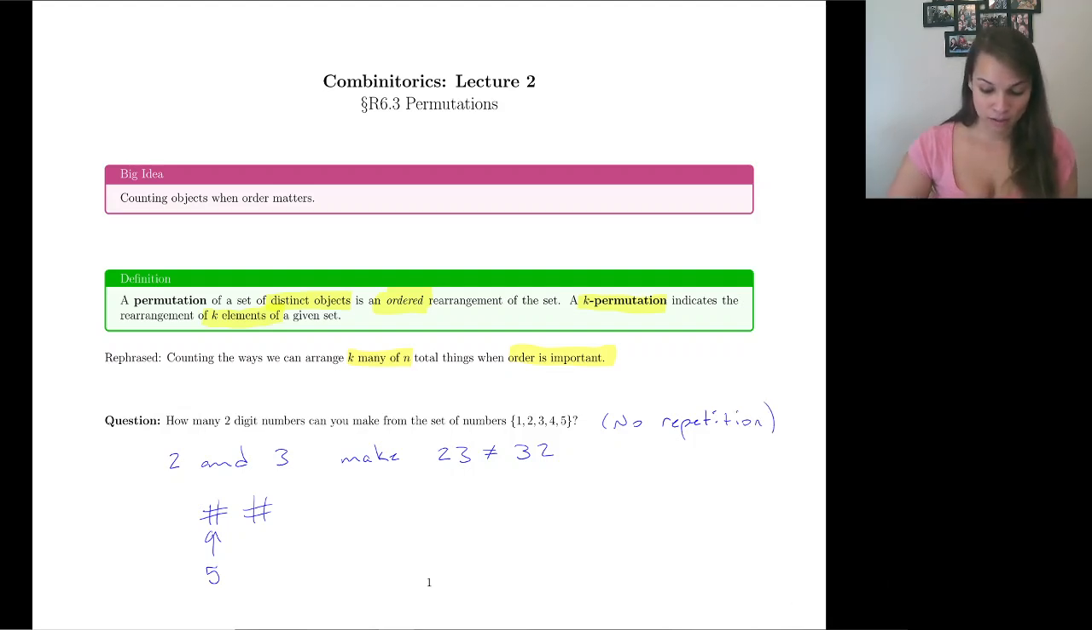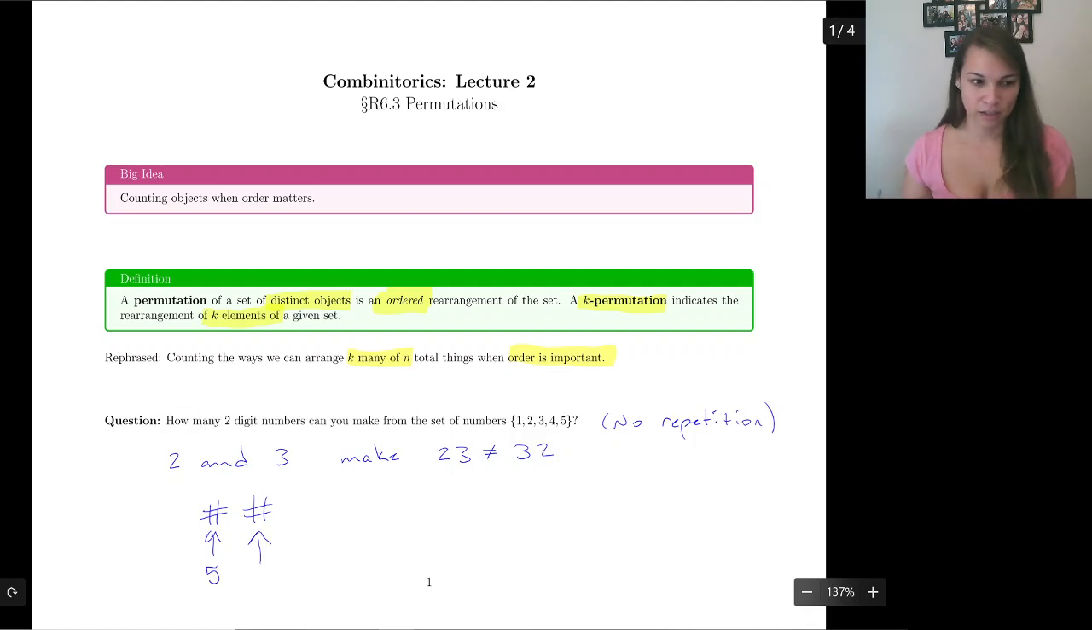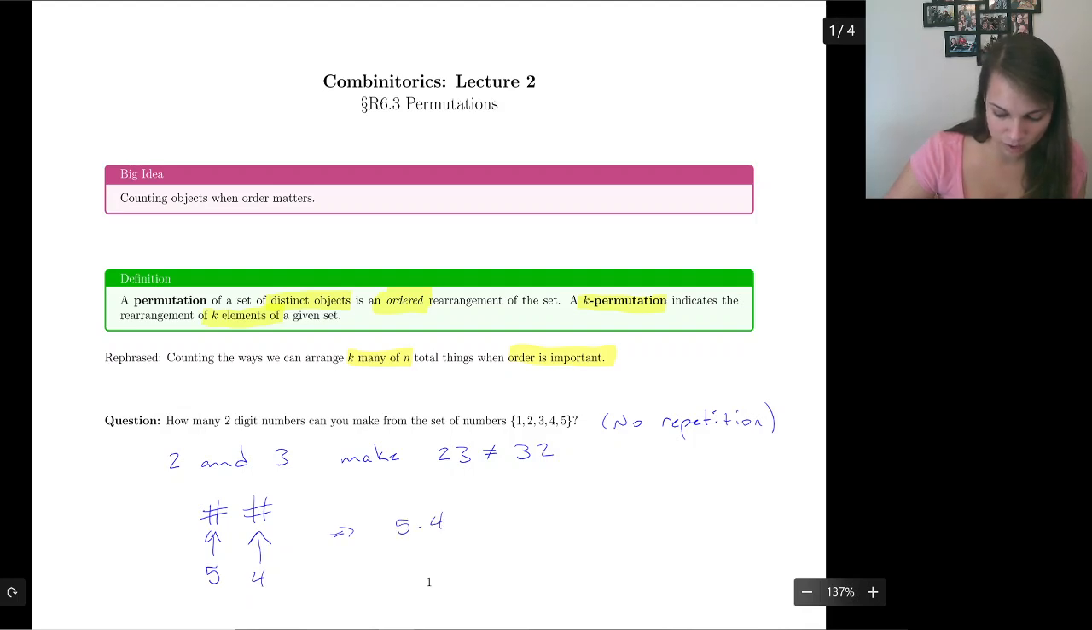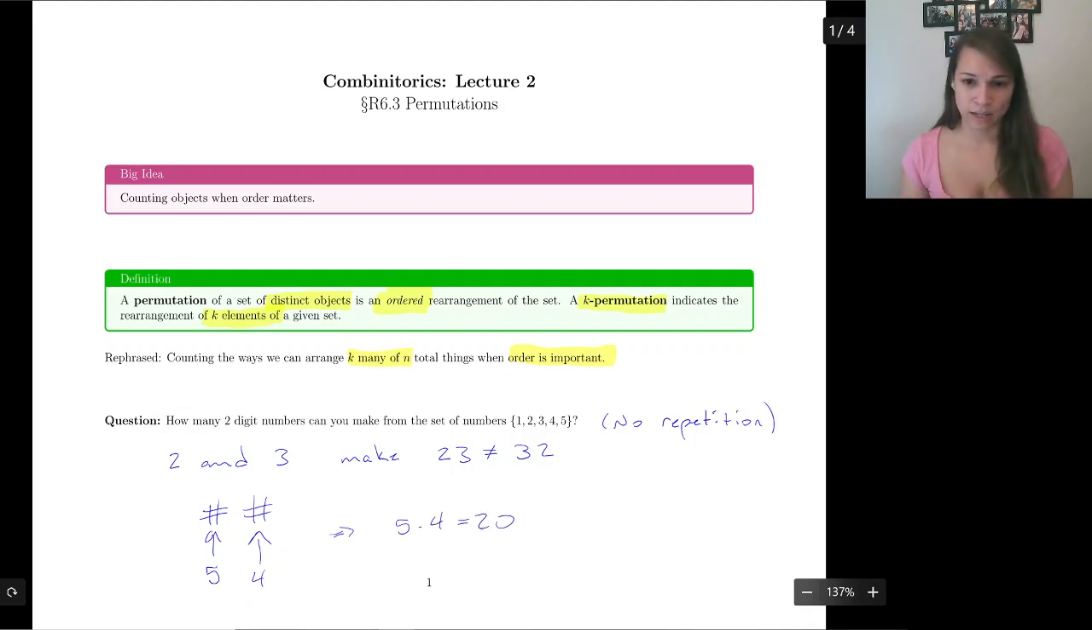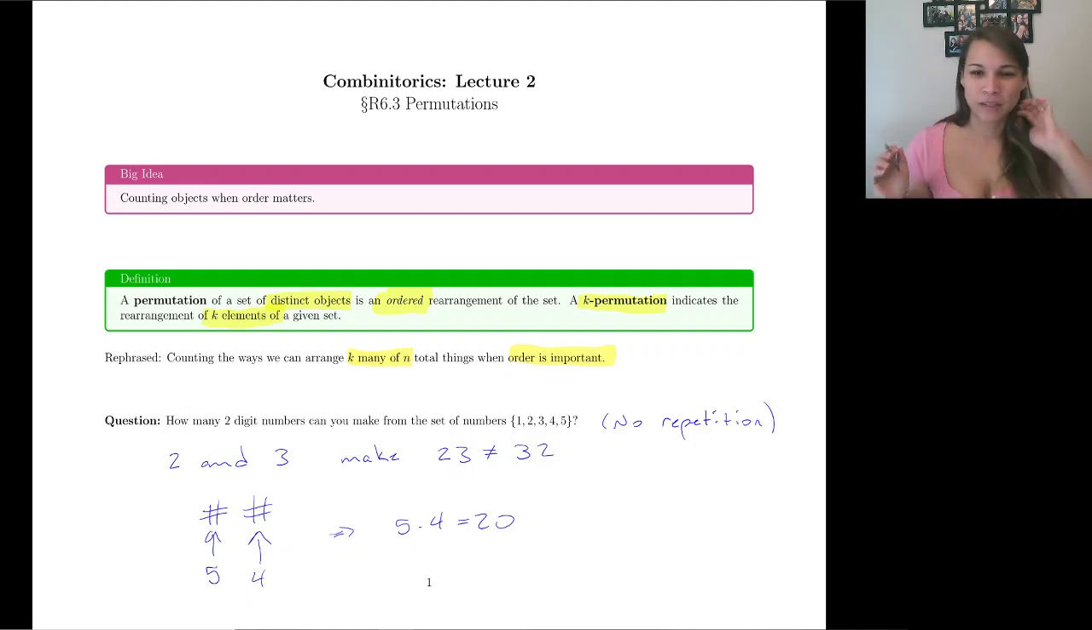So that means when we come to this second element, since we took the 3 out of the set already, we don't have a 3 to work with anymore. So now we only have 4 options left. So that means we have 5 times 4, which is equal to 20, many combinations or permutations that we can make with 2 digits ranging from 1 to 5.